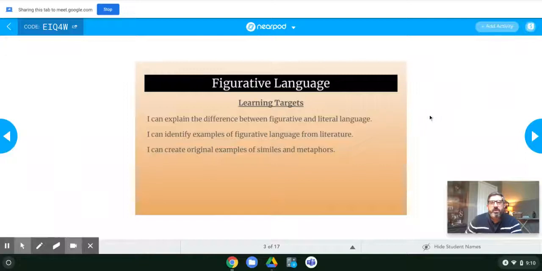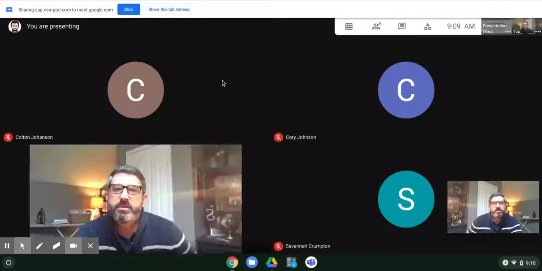So these are learning targets for today. One, I can explain the difference between figurative and literal language. Two, I can identify examples of figurative language from literature. And three, I can create original examples of similes and metaphors.